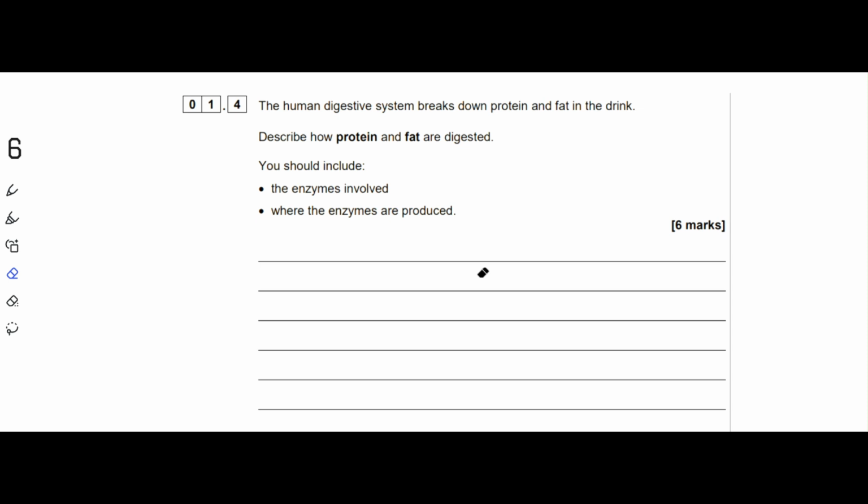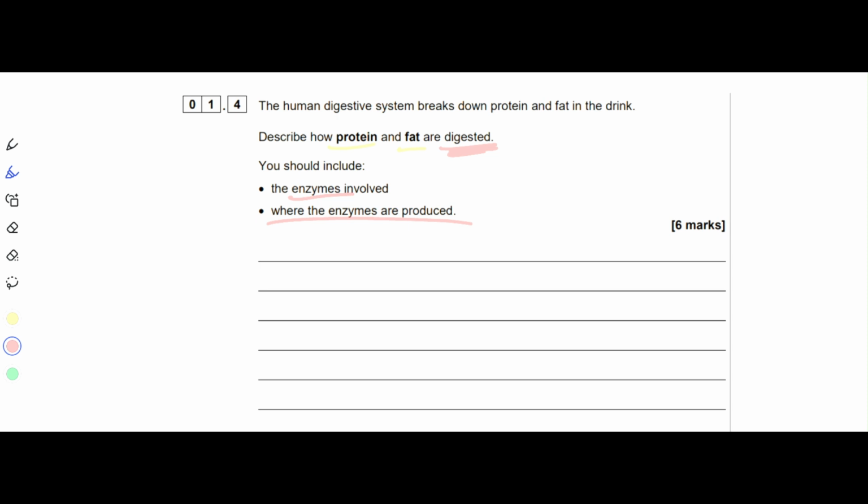So I'm just going to start by underlining what is important. Protein is important, and fat is important as well to mention. And how are they digested as well? So you should include enzymes. We're going to talk about the enzymes and where they are produced as well. Now, when we're talking about protein, we have to say what it is already and what it's going to be broken down into. So I'm going to start off with that.